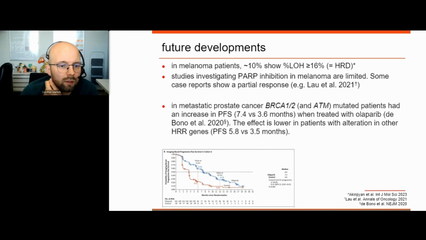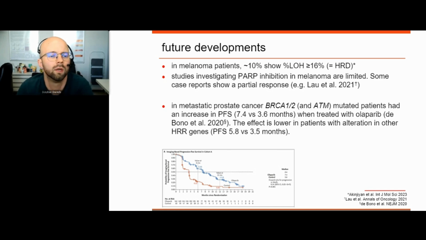Melanoma patients have approximately 10% showing HRD, but we have only limited studies so far. Some case reports show a partial response.